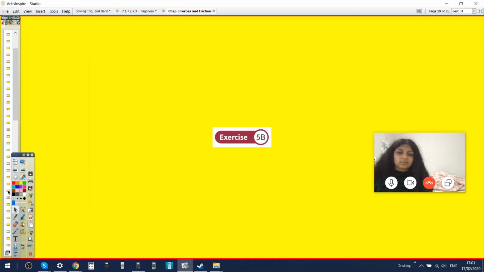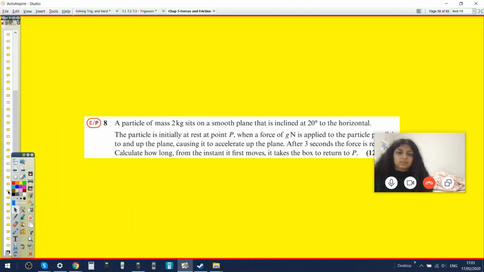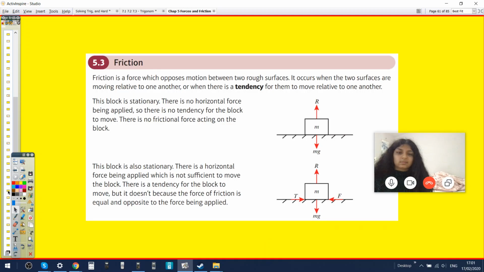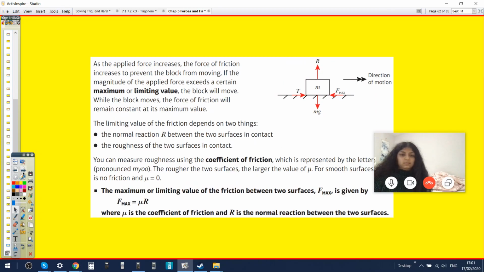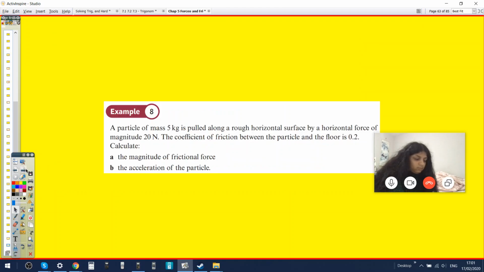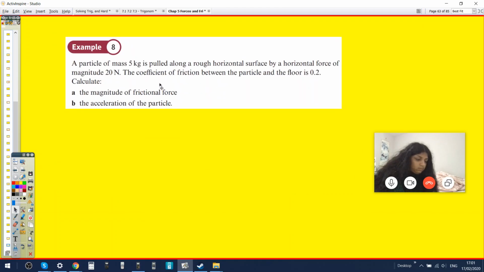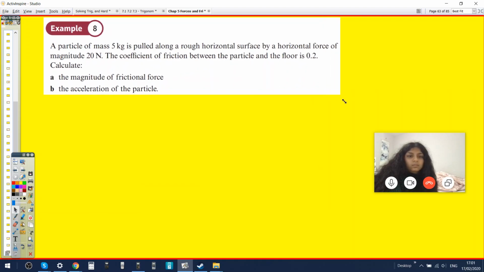This is 1, this is 2, and then we'll go for 3. Yes, maximum or limiting value. F max is equal to mu R. So that's when it's just on the verge of sliding. Okay, how about this?